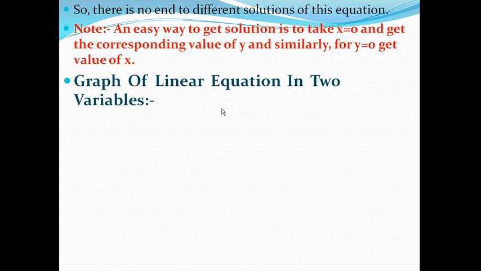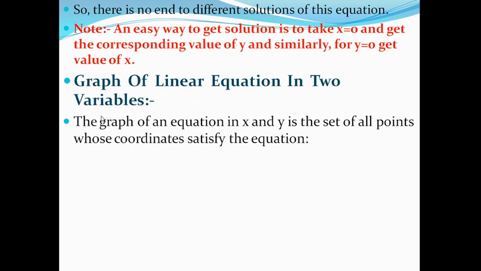Now, the graph of a linear equation in two variables. How to draw the graph of a linear equation in two variables? See, the graph of an equation in x and y is the set of all points whose coordinates satisfy the equation. So the graph of a linear equation in two variables is the set of all points whose coordinates satisfy the equation, plotted in the form of a graph.